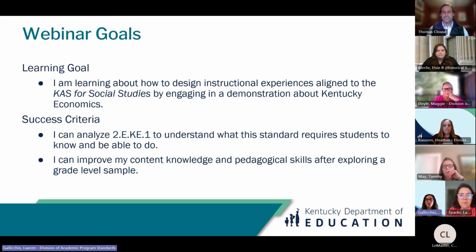Our learning goal this evening is to learn about how to design instructional experiences that are aligned to the KAS for Social Studies by engaging in a demonstration about Kentucky economics. Our success criteria, we have two of those this evening. One is I can analyze 2EKE1, so it's the second grade Kentucky economic standards, to understand what the standard requires students to know and be able to do. Additionally, I can improve my content knowledge and pedagogical skills after exploring a grade level sample.